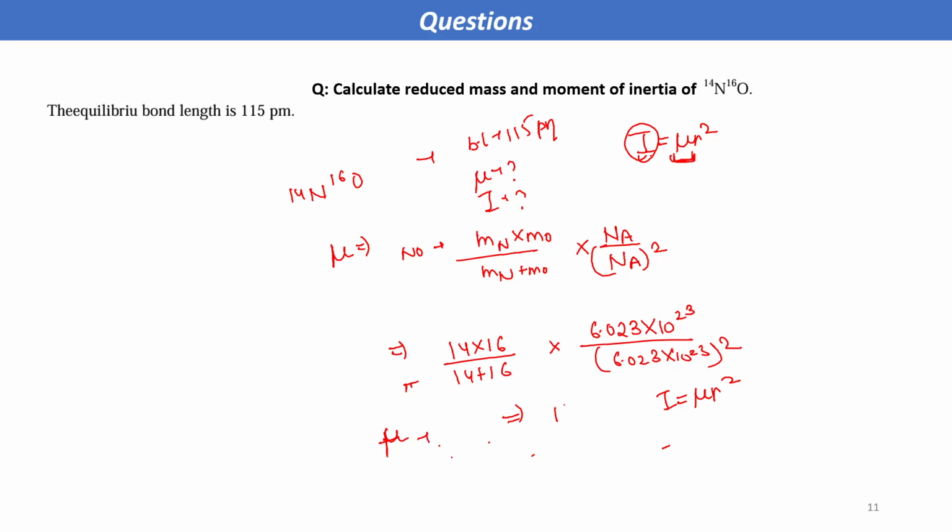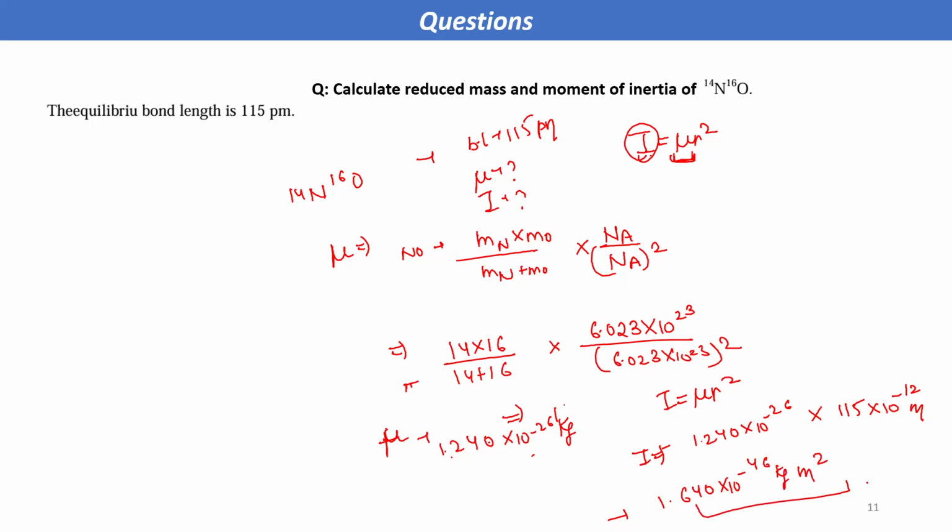So μ was 1.240 into 10 raised to minus 26 kg. So substitute the value here. I is equal to 1.240 into 10 raised to minus 26, and r was given 1.15 picometer. Picometer to meter we convert, it will be 10 raised to minus 12 meter. So the answer will be 1.640 into 10 raised to minus 46 kg meter squared. Is it clear?